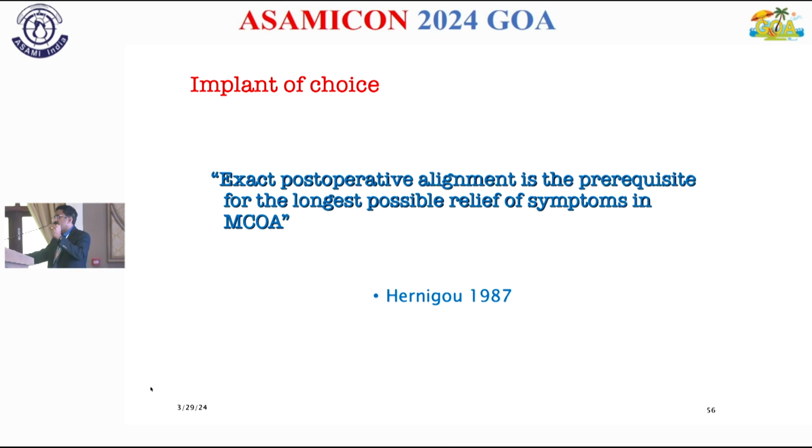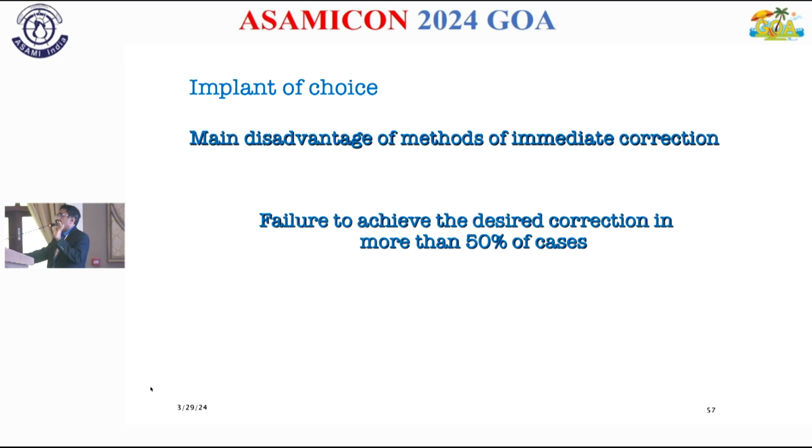So that is all about how to decide which bone you are going to do the osteotomy on. And the implant of choice is your surgeon's preference. But exact post-operative alignment is a prerequisite for the longest possible relief of symptoms in medial compartment arthritis. So the main disadvantage of acute correction is the failure to achieve the desired correction in more than 50% of the cases.